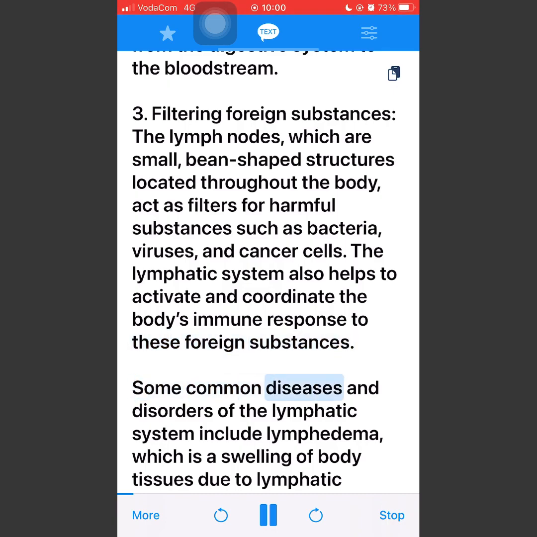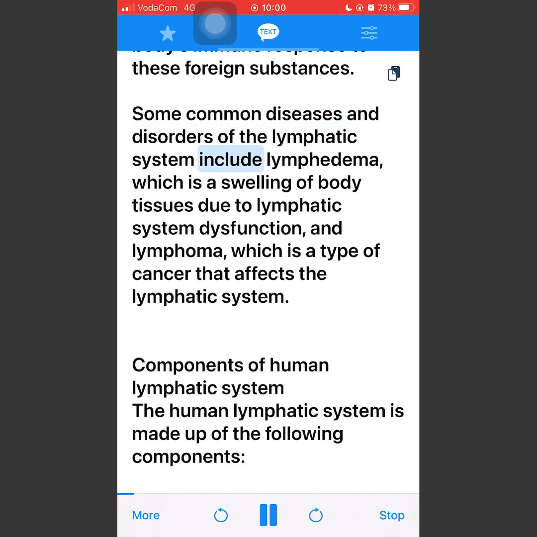Some common diseases and disorders of the lymphatic system include lymphedema, which is a swelling of body tissues due to lymphatic system dysfunction, and lymphoma, which is a type of cancer that affects the lymphatic system.